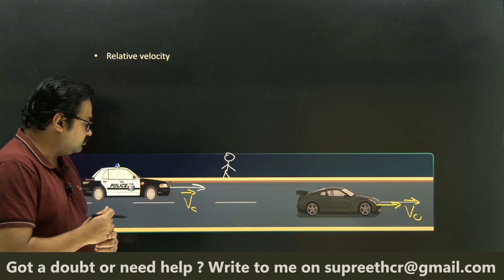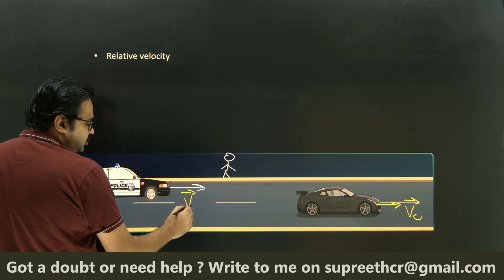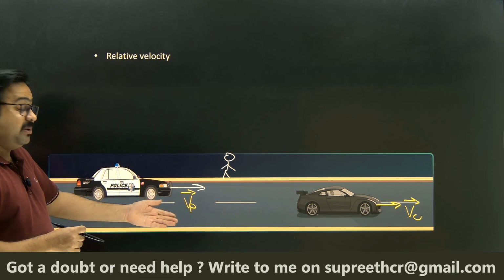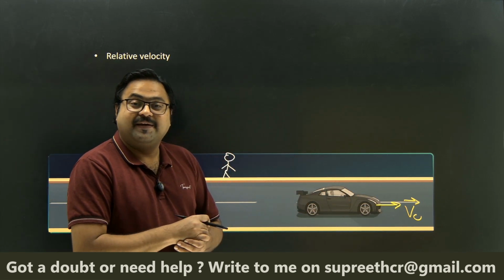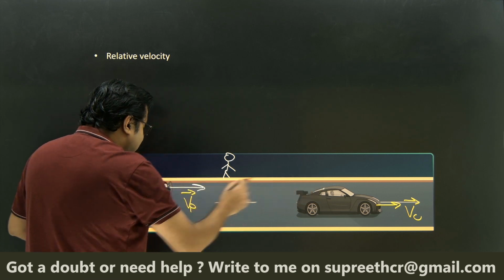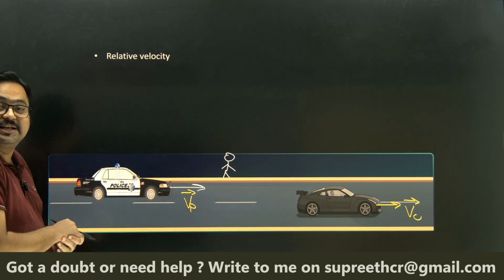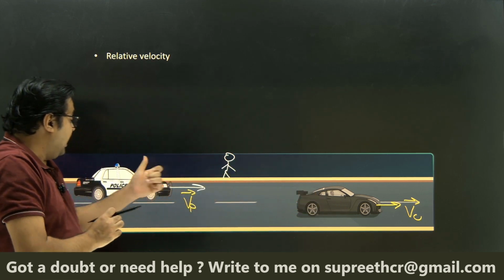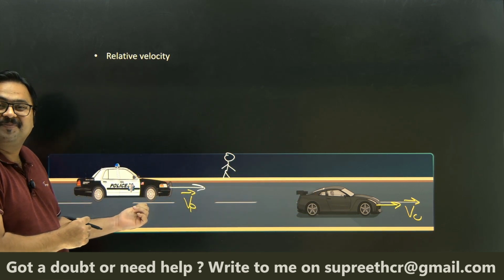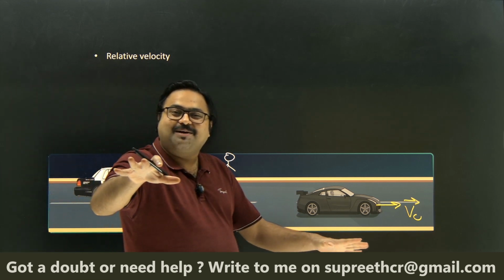us say. Or maybe this is police, so I shall write Vp. Vp is the velocity of the police car, and Vc is the velocity of this car. Then these are the two velocities as seen by this guy. Now the question is, how fast is that car moving as seen by the police car? It's quite a common experience.